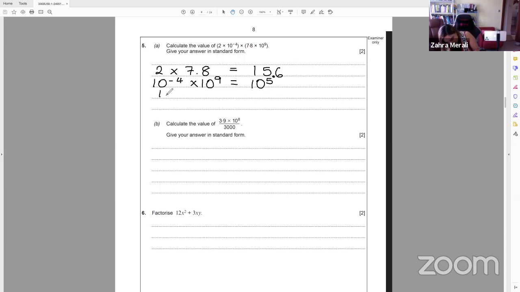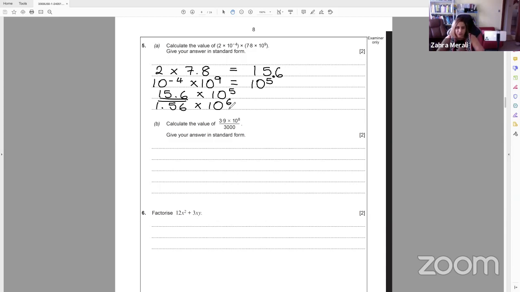So we know we've got 15.6 times 10 to the 5, but we've still got a problem here. That's not in standard form. And the reason it's not in standard form is because this number here has to be between 1 and 9. So that number's too big. So how do we make that into standard form? We want to make that 1.56, and then we're going to have to add a 10 because we would need to multiply up.